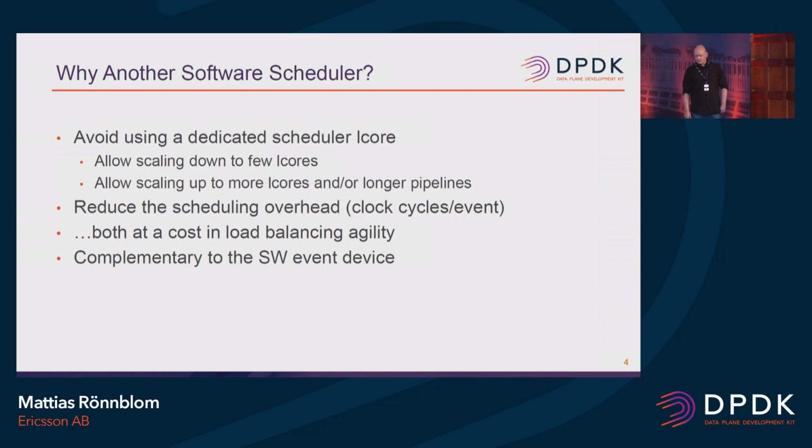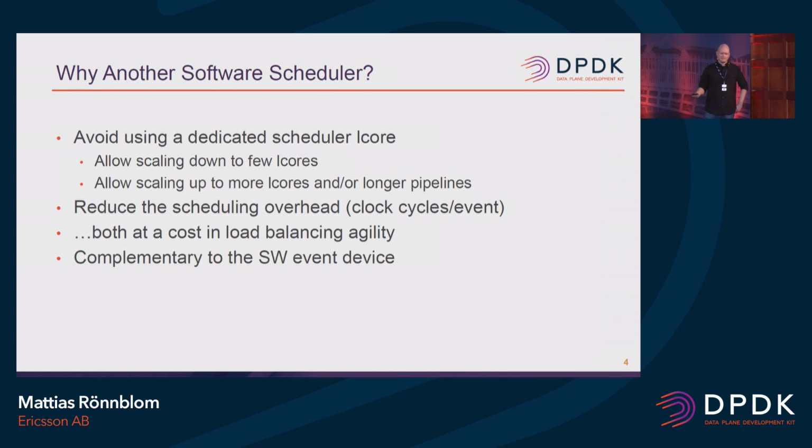So why do we need another software scheduler? Well, I'm going to use the centralized software scheduler as a reference throughout. I wanted to avoid using a dedicated scheduler core. That's both because I wanted to allow scaling down to fewer lcores. If you have a system with only 2 lcores, you don't want to use one of those cores for scheduling alone. I also want to allow scaling up to more lcores and/or longer pipelines, so more events per second, more throughput. And this scheduler is able to provide this.